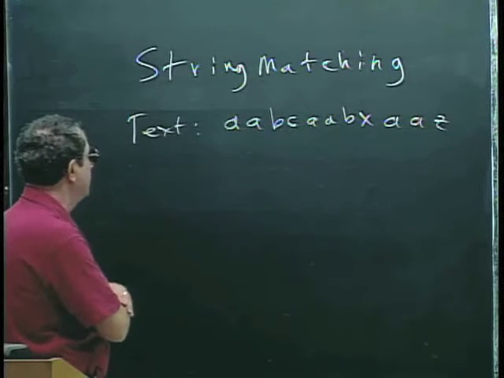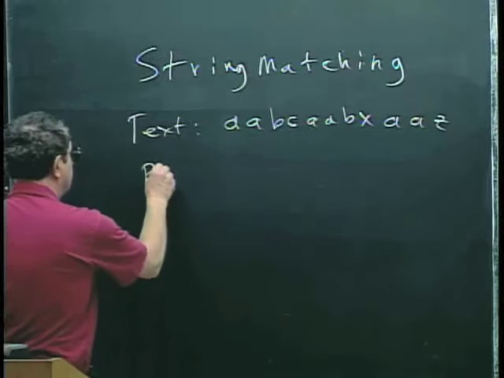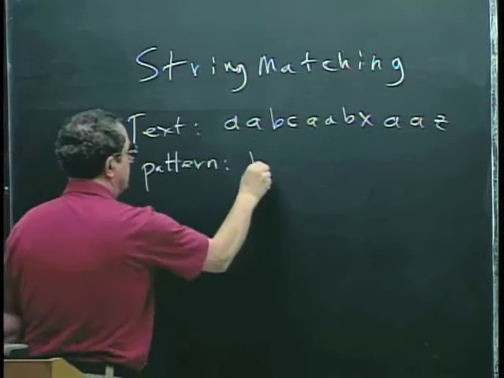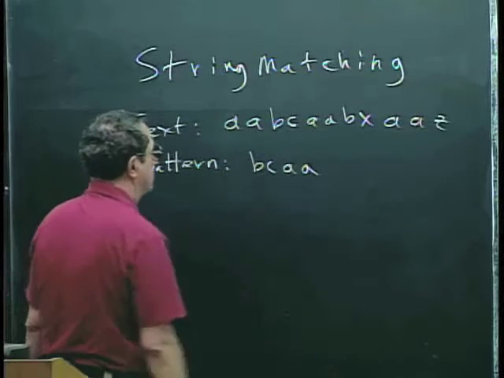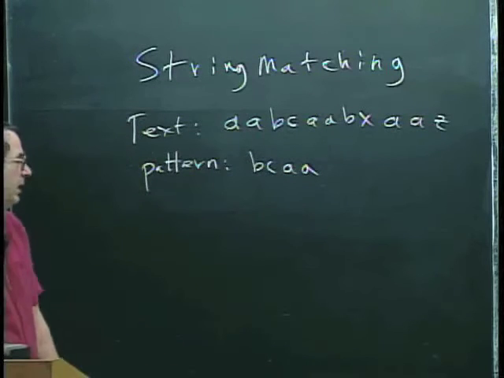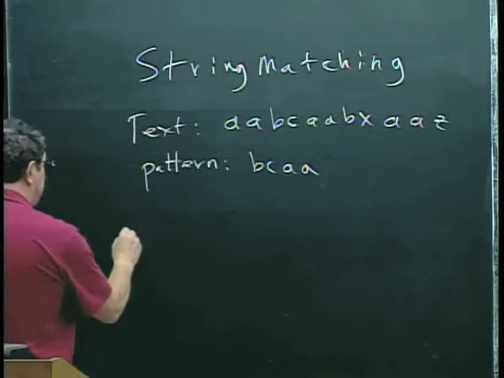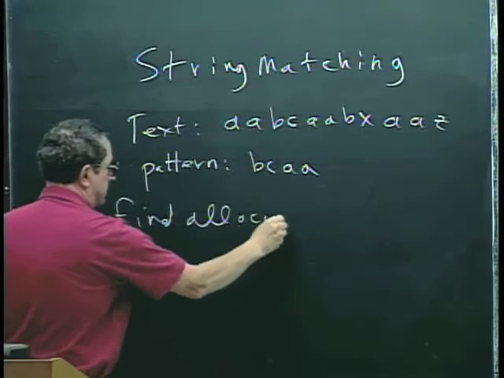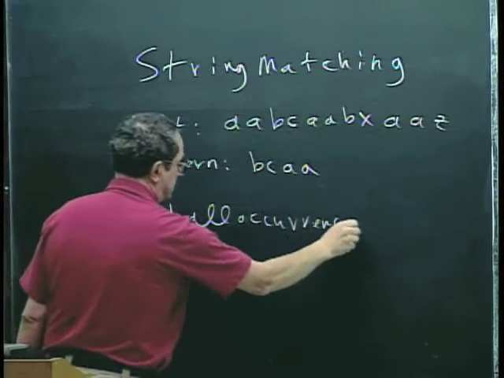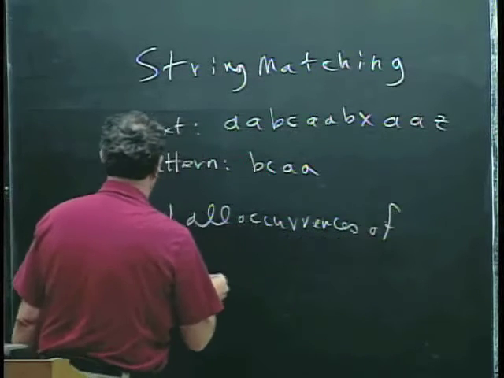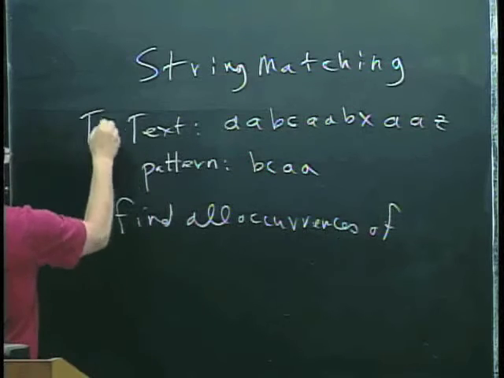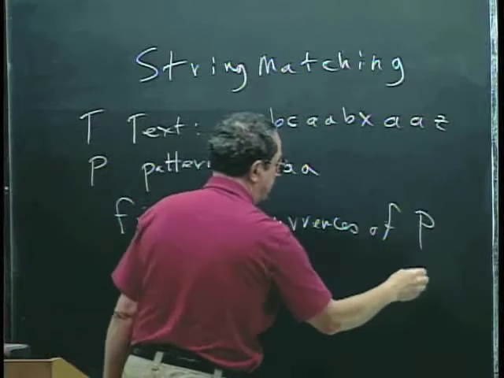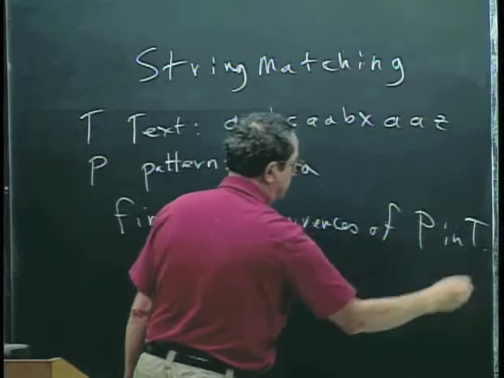That's the text, and then you have a pattern. For example, BCAA. And the question is to find all occurrences of the pattern. We usually call the text T and the pattern P. All the occurrences of P inside T.